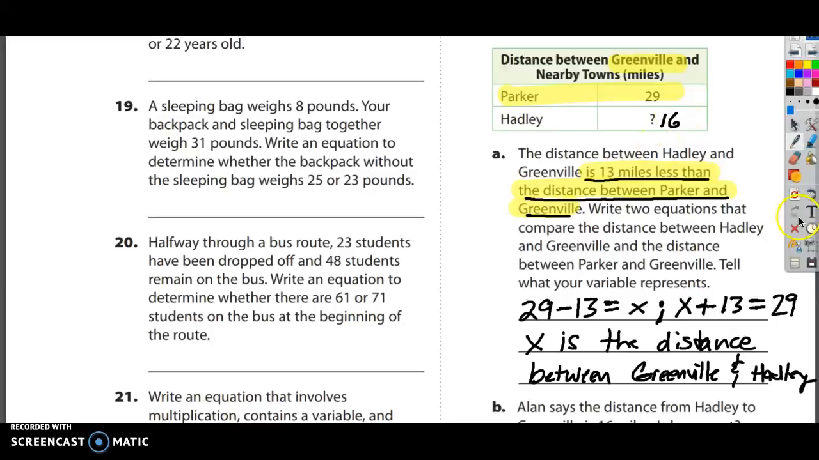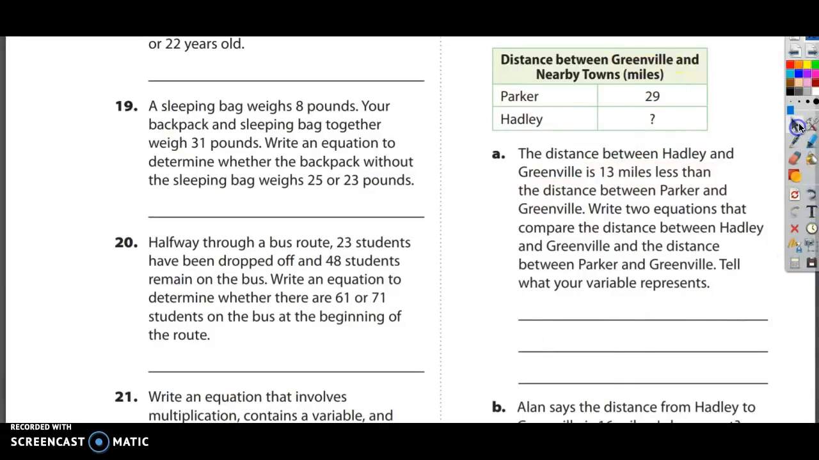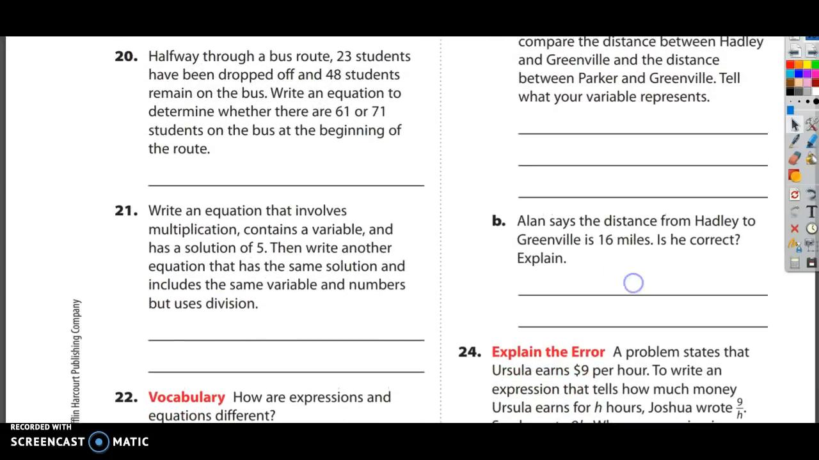All right, there's a second part to this. B. Alan says the distance from Hadley to Greenville is 16 miles. Is he correct? And explain. We just talked about that. Yes, because, and you can prove this with either expression. You could say because 16 plus 13 is 29. Or 29 minus 13 is 16. Either way, we're proving that 16 is the unknown number. All right, we have one more problem on this page. You're doing great. Good job.